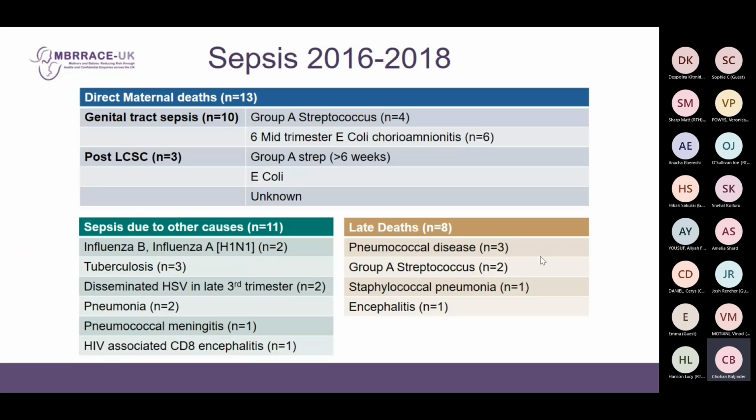So you can see the bugs involved: group A strep, E. coli causing chorioamnionitis, and then unknown in a small proportion of women. And then the indirect causes are these ones here. So she just happened to be pregnant but died as a result of either influenza, TB, pneumonia. So these are other things to obviously be aware of as well.